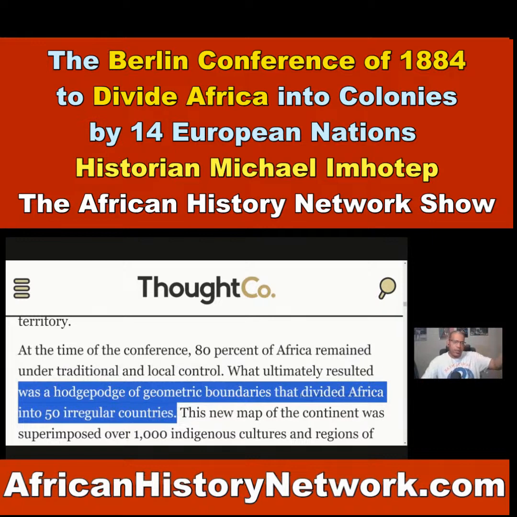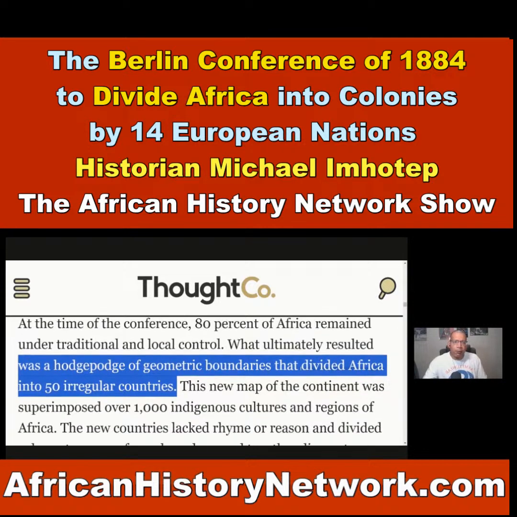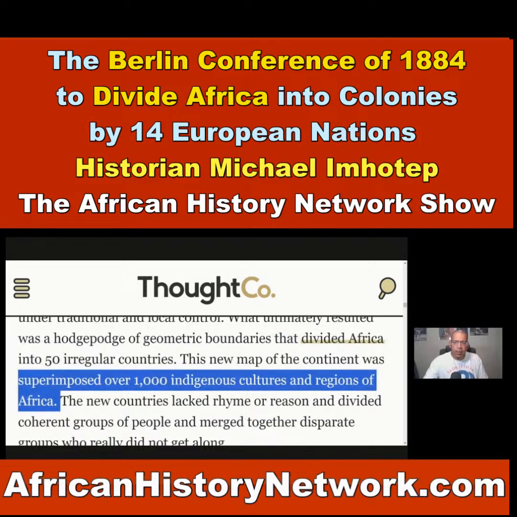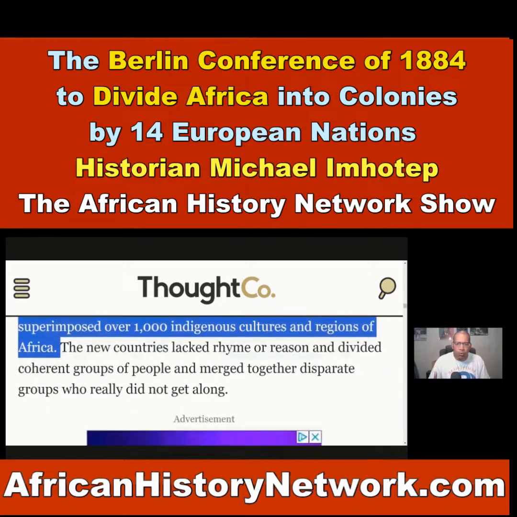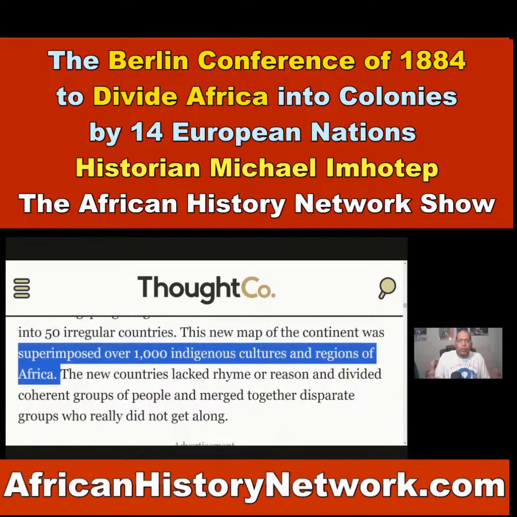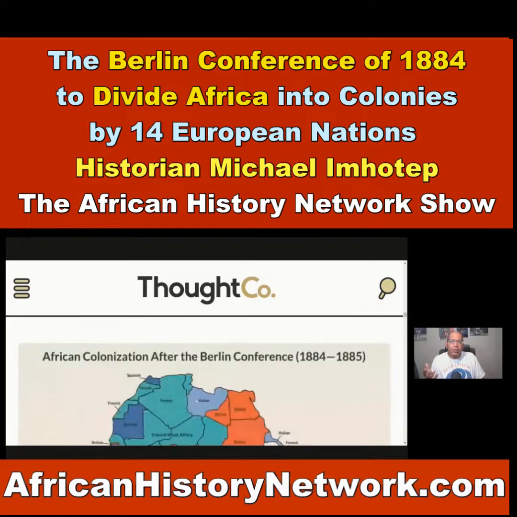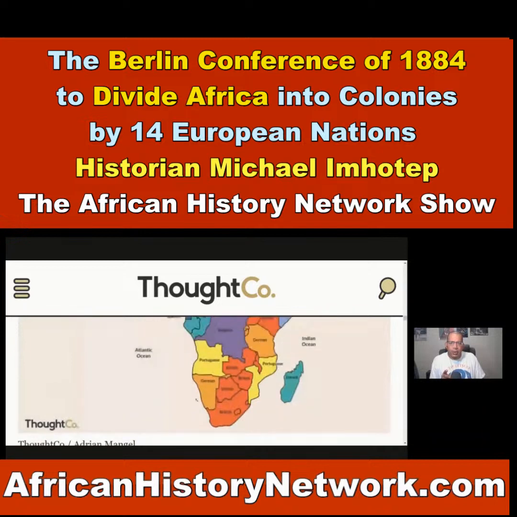Now we know we have 50 countries in Africa, okay? But you have this hodgepodge of geometric boundaries that divides Africa into 50 irregular countries. This new map of the continent of Africa was superimposed on 1,000 indigenous African cultures and regions. The new countries lacked rhyme or reason and divided coherent groups of people and merged together disparate groups who really did not get along. Okay, so most of the geographical boundaries that we see in Africa today are the result of this Berlin Conference of 1884 and 1885.